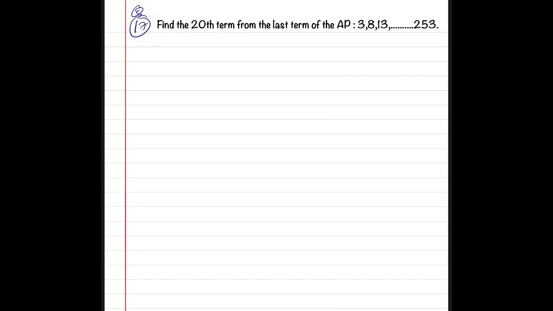Question number 17: find the 20th term from the last term of the AP 3, 8, 13, dash dash dash, 253. So, this is the question given. So, here first you understand the concept in this question. The concept is, we have to find the 20th term from the last term, okay, not from the first term. So, the series is 3, 8, 13, dash dash dash, 253.